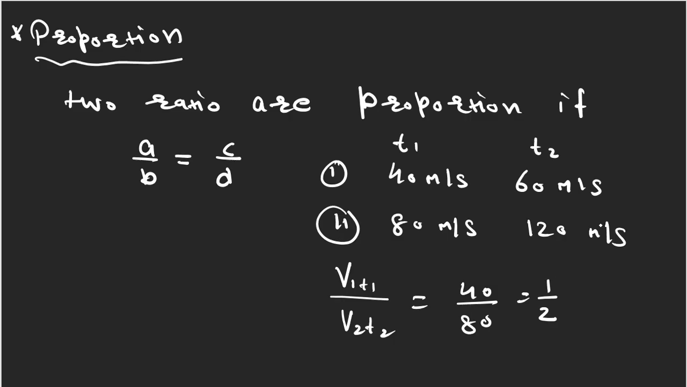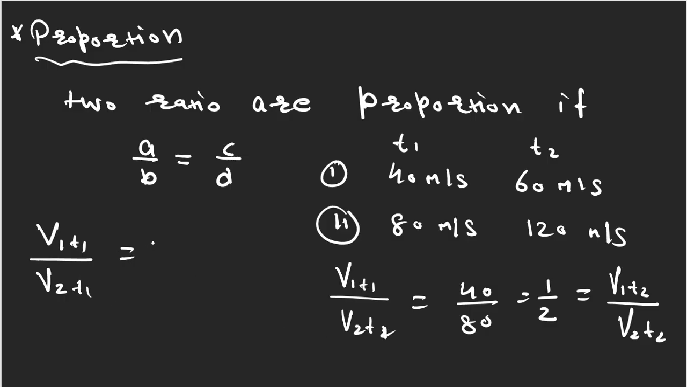Similarly, when we calculate the velocity of car 2 at t2 divided by car 1 at t2, we will also get 1 by 2. So the same is the ratio for velocity of car 1 at t2 by velocity of car 2 at t2. So velocities are proportional. So we can write v1 at t1 by v2 at t1, this is t1 not t2, is equal to v1 at t2 by v2 at t2. So velocities are proportional. This is called proportion. When two ratios are equal, we call that proportional.